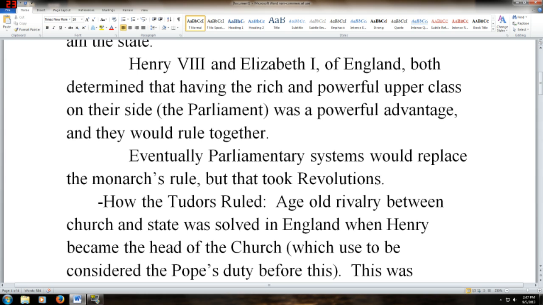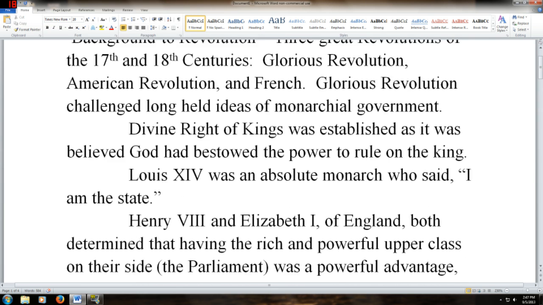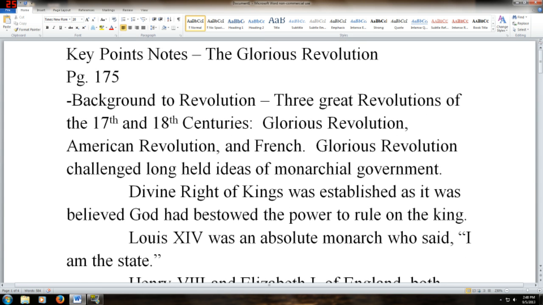If you look on page 177, you'll see the blue section, how the Tudors ruled. And that would be like a letter A type thing. So I indent it once. Over here, background, which would have been a Roman numeral 1, I didn't indent.